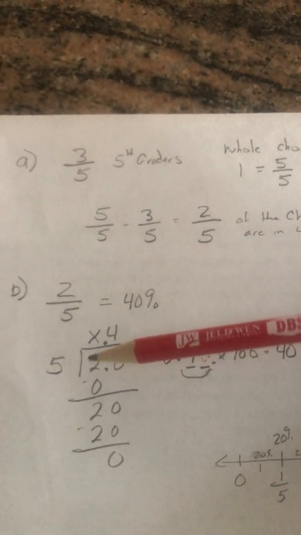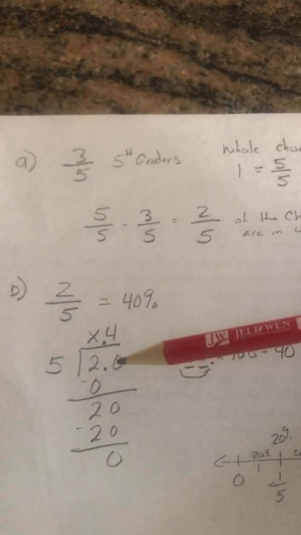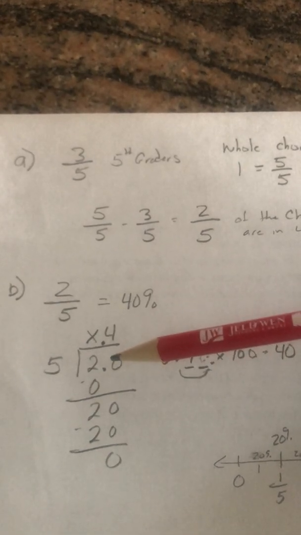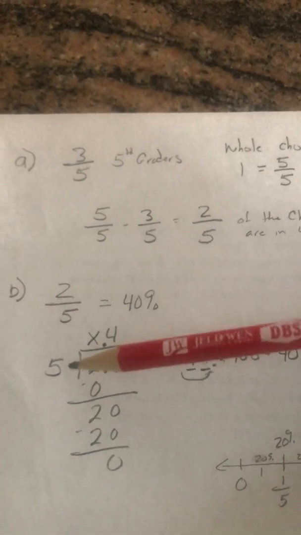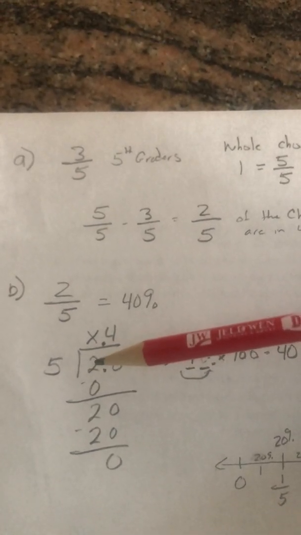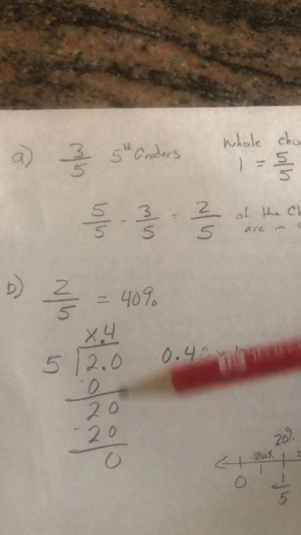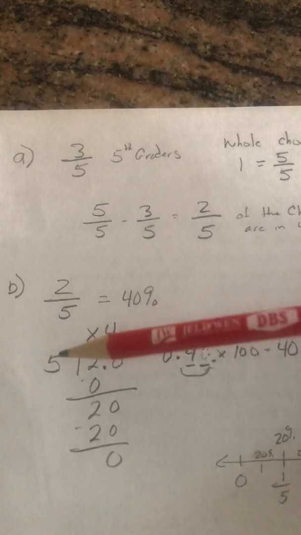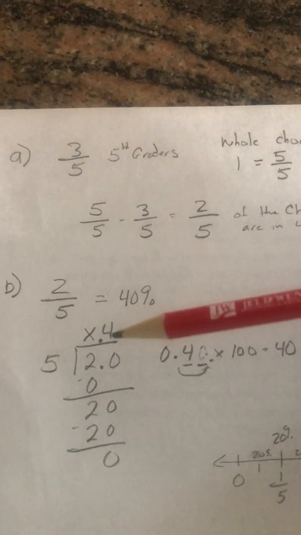Now, when I put the 2 in here, it's going to actually be 2.0 because I'm going to end up with a decimal. So I can add the decimal point and add a 0 without changing the value because 2.0 is the same as 2. So I'm going to do 2 divided by 5. In this case, 2 divided by 5, I can't make a group, so I put an X or a placeholder. Now, if I have 20, I can make 4 groups of 5. So 4 times 5 is 20. So this is going to become 0.4.